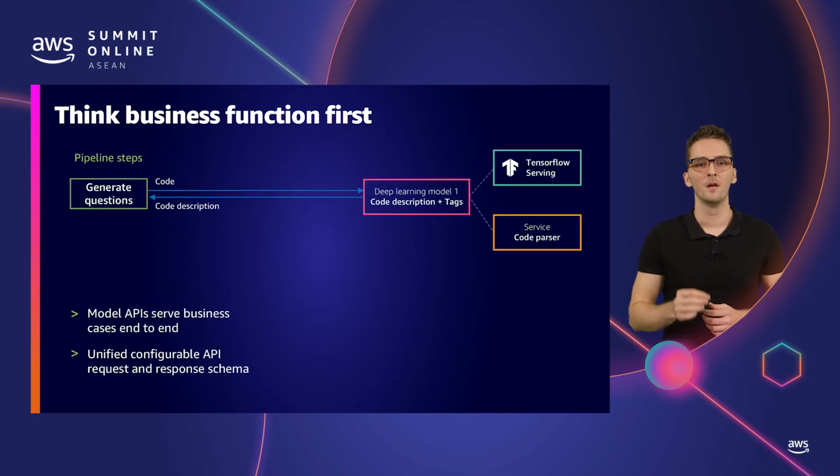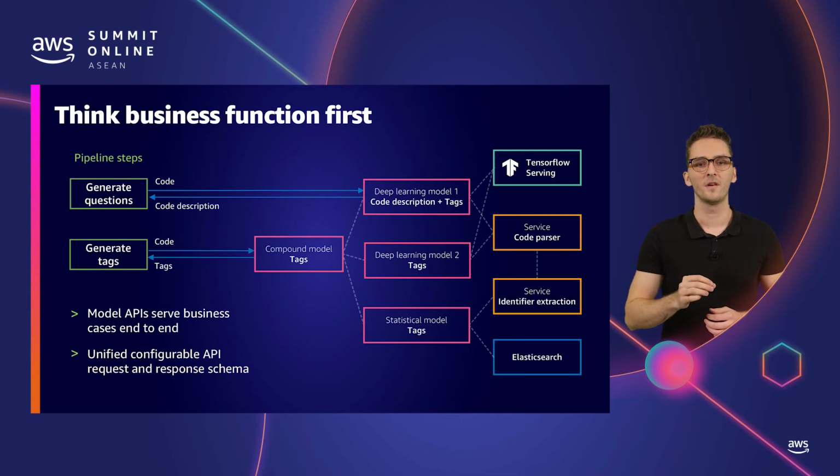Let me give you an example of how we generate code descriptions. Our data pipeline calls an API, sends the source code, and gets the code description back. The model deployment itself takes care of the correct pre-processing, model inference, and post-processing, end-to-end. Across all our models, we use a unified and configurable schema for API requests and response that is easy to use and to remember. A single business function can get a lot more complicated than that.